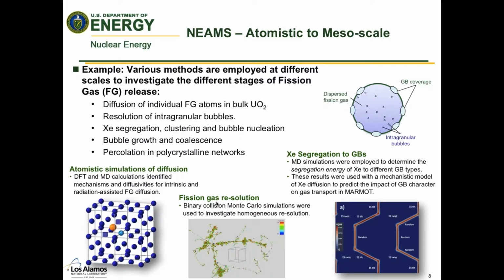So as I said before, the nature of this subscope, we're looking at the atomistic to the mesoscale. One of the examples is giving an example of that approach within Marmot. It has to do with fission gas release. It goes from diffusion of fission gas atoms into bulk UO2, the resolution of intergranular bubbles, xenon segregation, clustering, and bubble nucleation, to bubble growth and coalescence, and finally to percolation and polycrystalline networks.